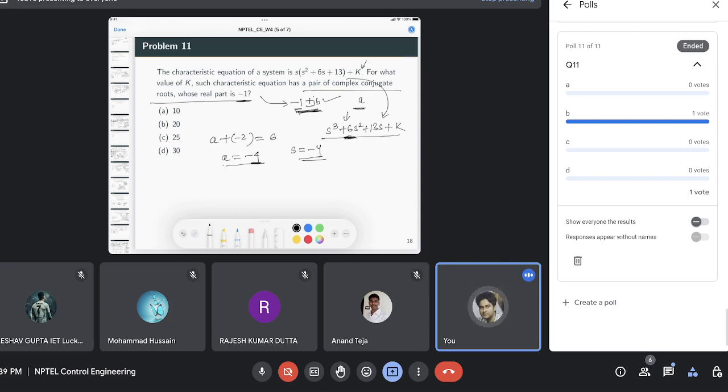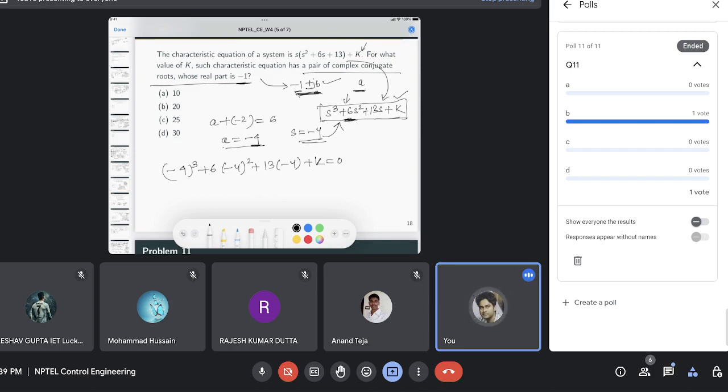So this is the characteristic equation. That means -4 should also satisfy this equation. So what will happen if we put -4 in place of s? Because -4 is a pole of this equation. You know that if you put the value of the pole, the characteristic equation will become what? 0. Yeah, 0. So for s equal to -4, this equation should be 0, right? So that means -4 to the power 3, in place of s I am putting -4, plus 6 into -4 squared plus 13 into -4 plus k should be 0. So from that also you can solve for k.